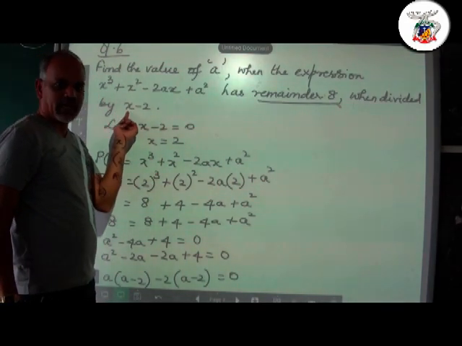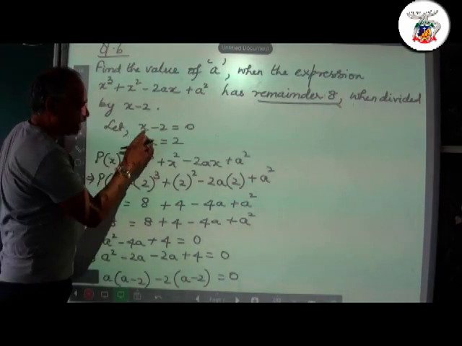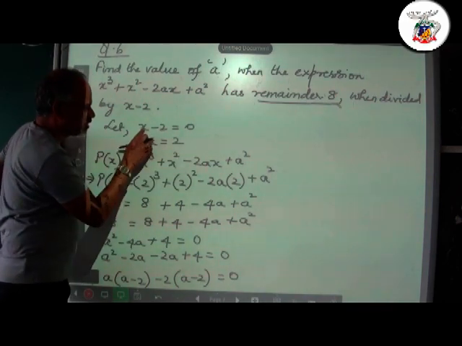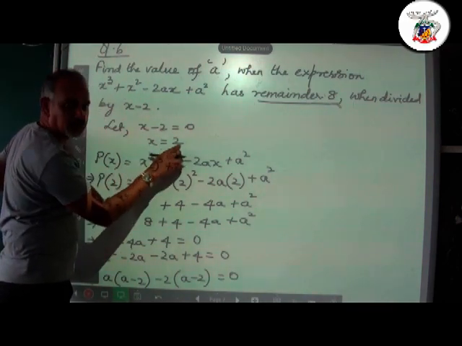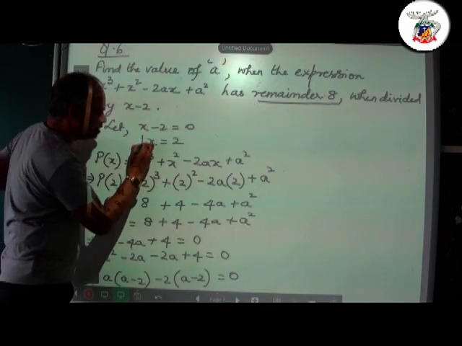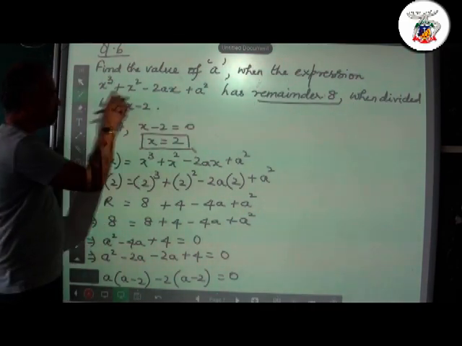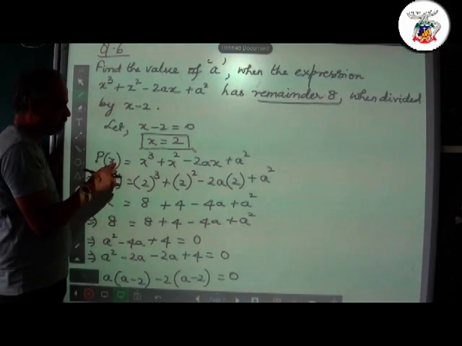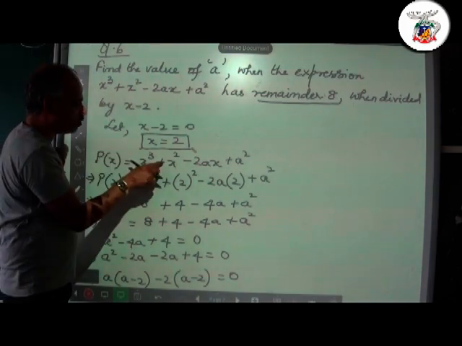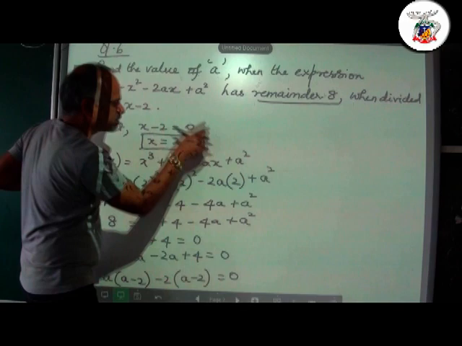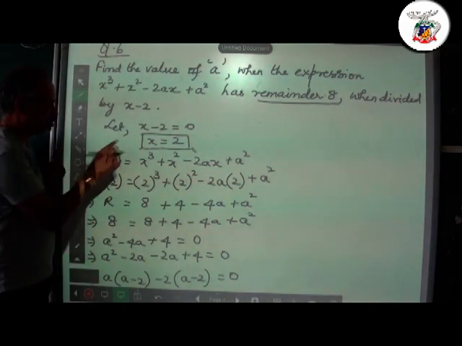You will start with x minus 2. Let x minus 2 be equal to 0. Shift minus 2 that side. X is equal to 2. Okay. This is the value of x. The polynomial is this, which I have written as p of x is x cubed plus x squared minus 2ax plus a squared. Substitute the value of x.